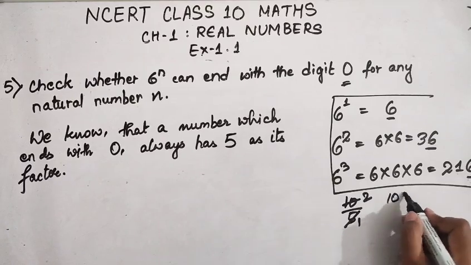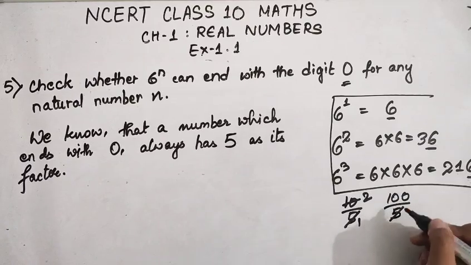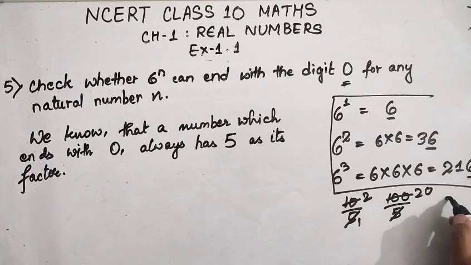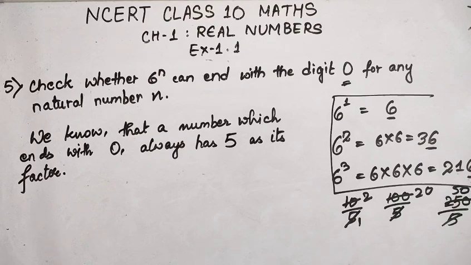Let's say 100, is it divisible by 5? Yes, 20. 250, is it divisible by 5? Yes, with 50. So we can conclude over here that any number which ends with 0 always has 5 as one of its factors.